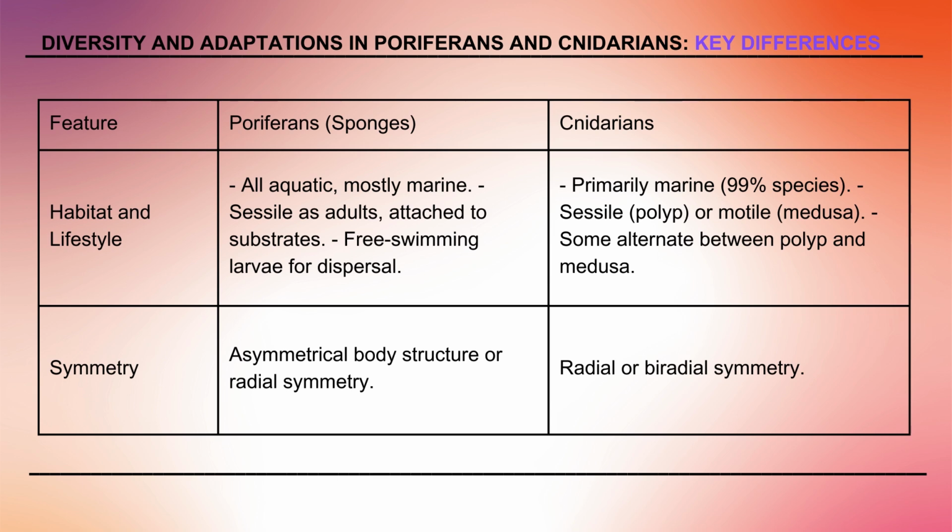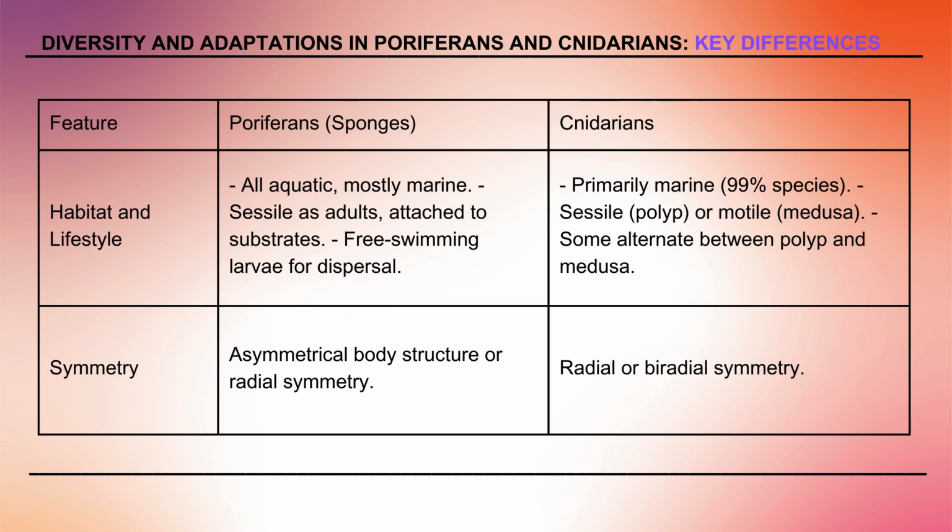Secondly, we have the symmetry. Sponges have an asymmetrical or sometimes radial body structure, meaning that their bodies don't have a specific shape or are arranged in a circular pattern. In contrast to that, Cnidarians exhibit radial or biradial symmetry, meaning again that their body parts are arranged around a central axis.